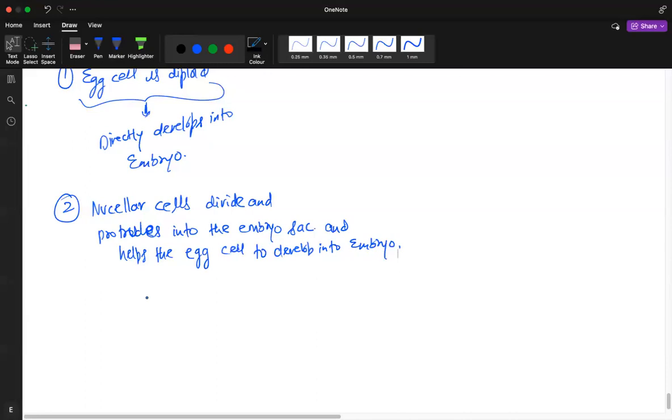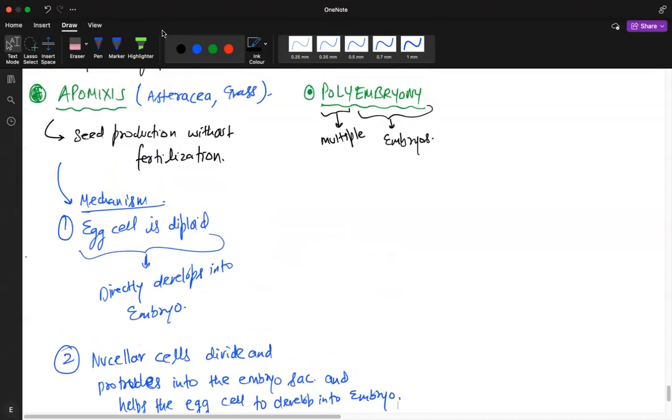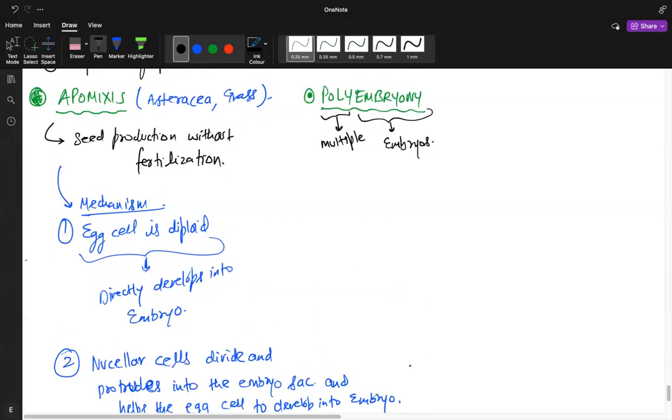Yes, sir. So each ovule will contain multiple embryos in this case, where the nucellar cell protrudes inside the embryo sac and develops into an embryo. So in this case, the occurrence of more than one embryo in a single seed, I'm not talking about multiple seeds, in the single seed, when more than one embryo is present, this gives rise to polyembryony.